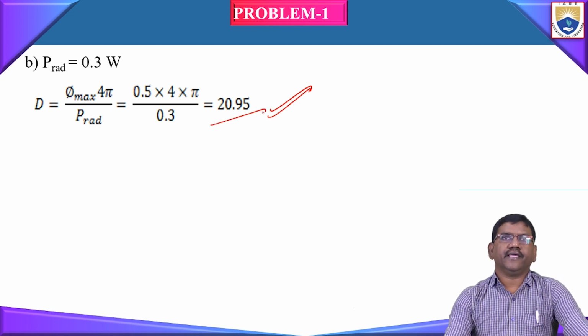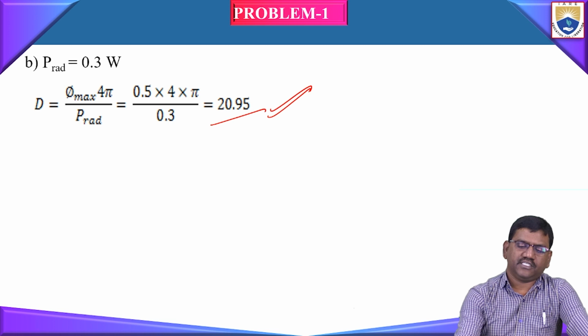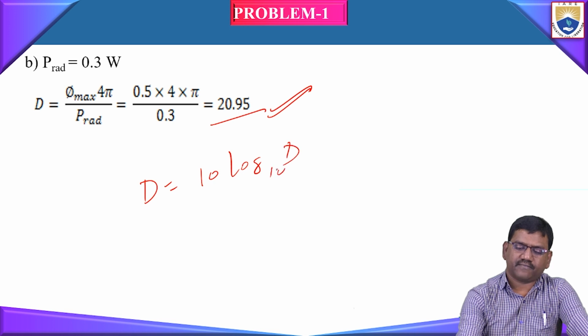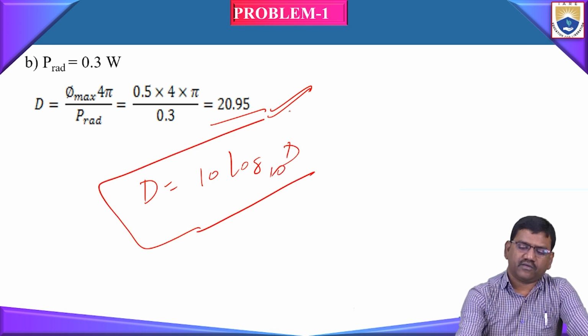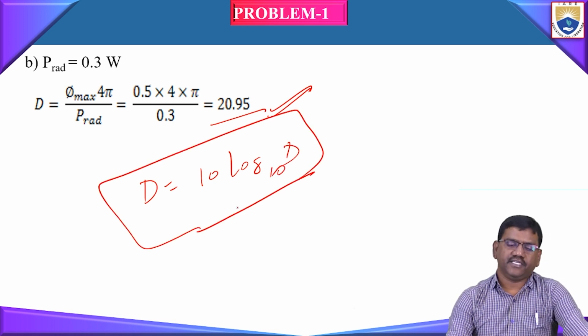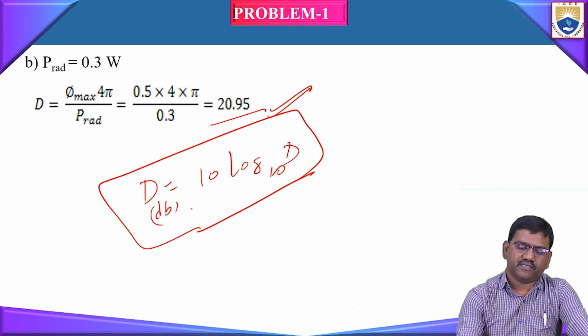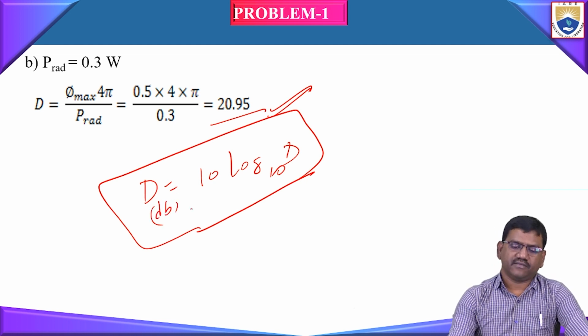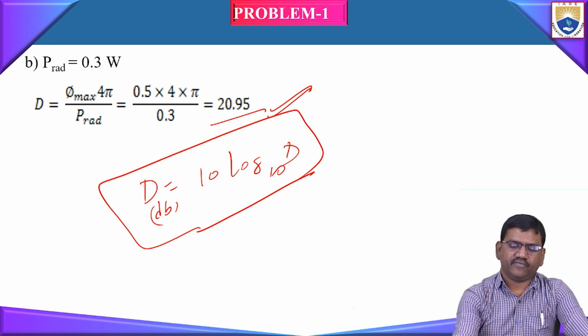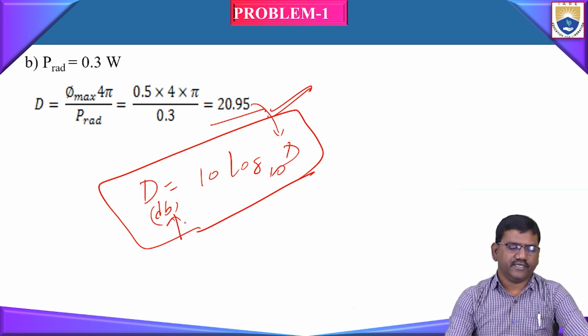You can also express the directivity in terms of dB just by converting this into dB. So D in dB is equal to 10 log D base 10. By this formula, you can express the D in terms of dB here. So 10 log D base 10. If we simplify this 20.95, you will get the value of D in dB here.